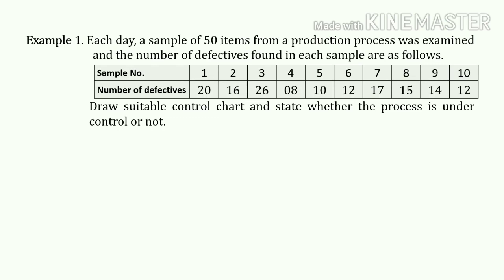In this example, the data is given regarding number of defectives and the sample size for each sample is the same. So in this case, the appropriate or suitable control chart is NP chart or D chart.